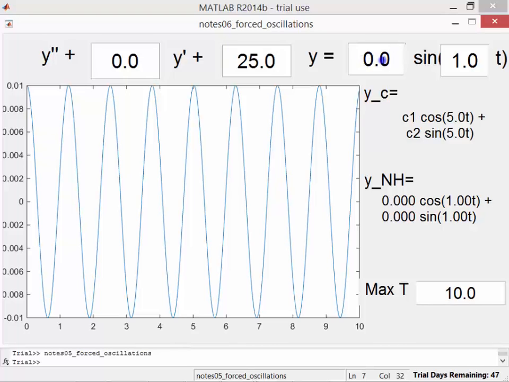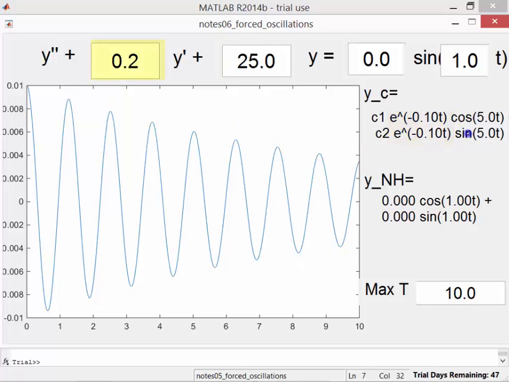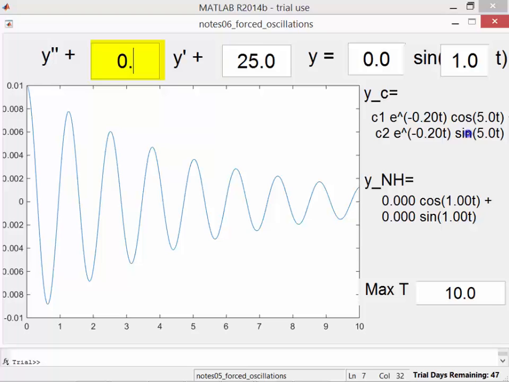So we're going to keep this external force at 0, and we're gradually going to increase the damping. As soon as we have any damping at all, we lose energy and we start seeing the decay of the oscillations. The oscillations happen, but they're happening at smaller and smaller amplitude as time goes on, and we see that in the complementary solution because it has exponentials, negative exponentials, times the cosine sine terms. And we can dial that up even further.